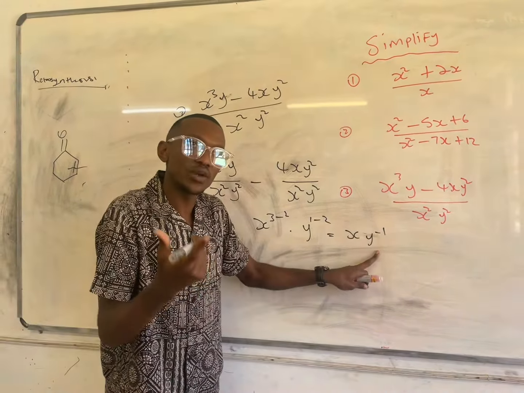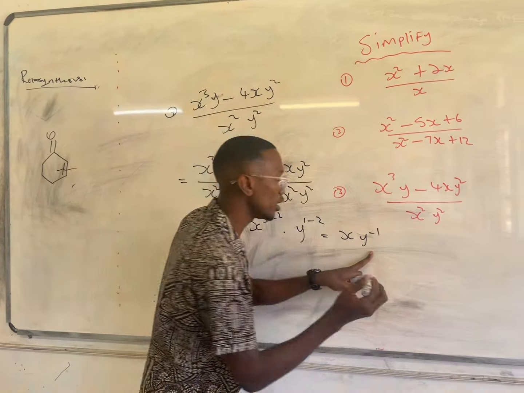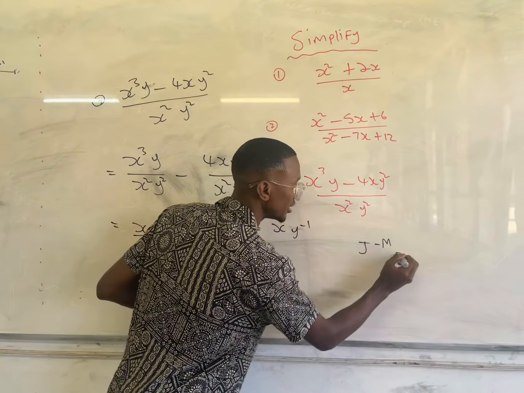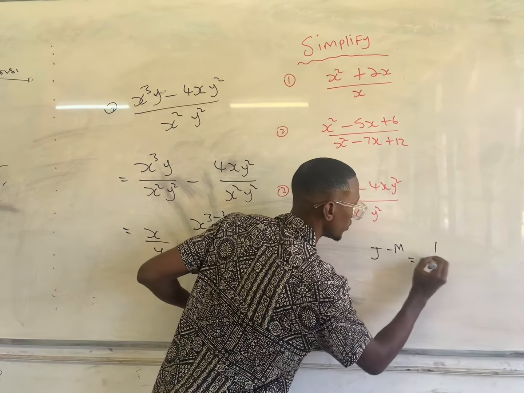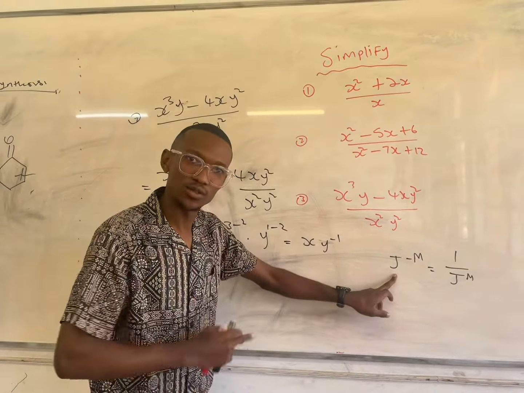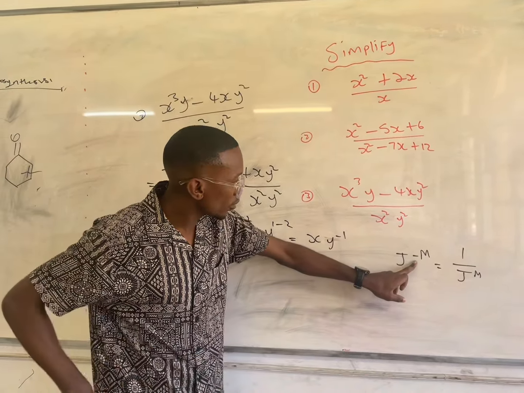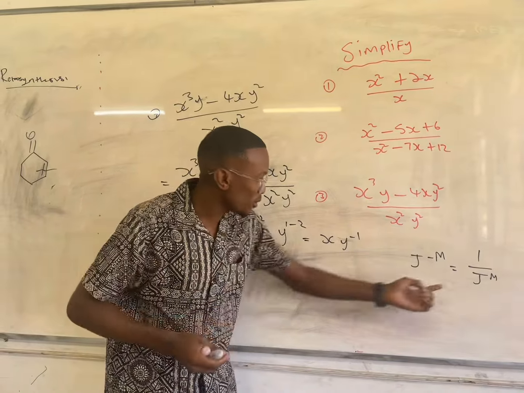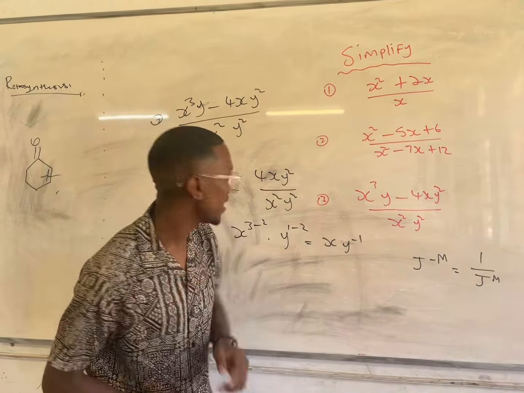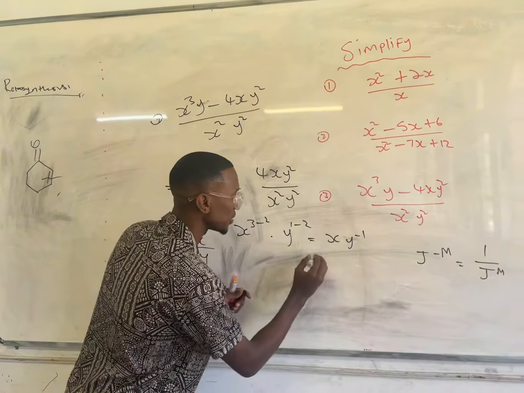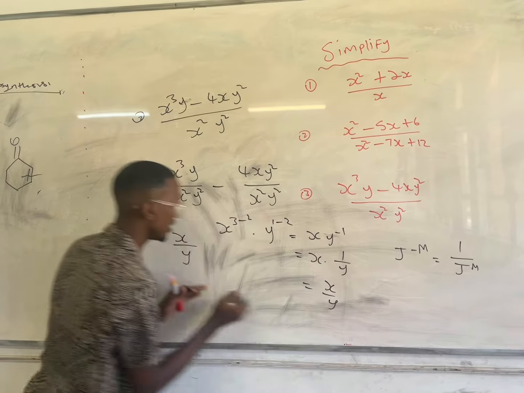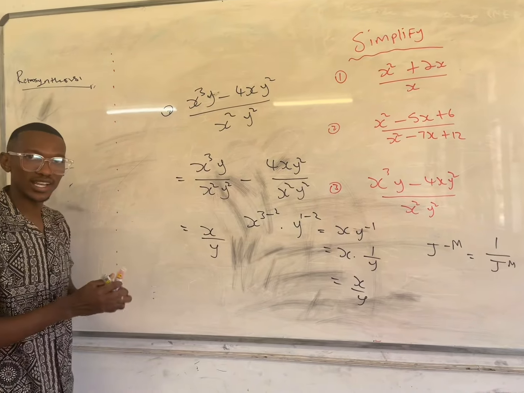They said you must never leave your answers as negative exponents. So there's a law that says that whenever you have j to the power minus m, it will be 1 over j to the power m. Then from there, I can write that down: x times 1 over y, which is the same as x over y. This is how I got it. I hope you guys got that.